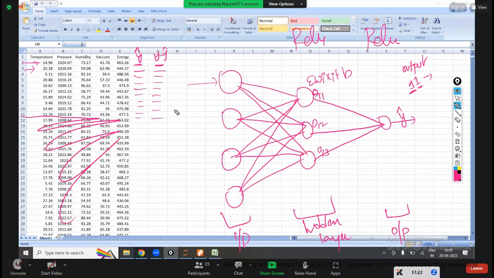After completing, now it is going to calculate the sigma of (y minus y hat) whole square divided by n. That is mean square error. This mean square error is nothing but called the cost function. Overall error is called the cost function. For an individual record, the error is called the loss function.